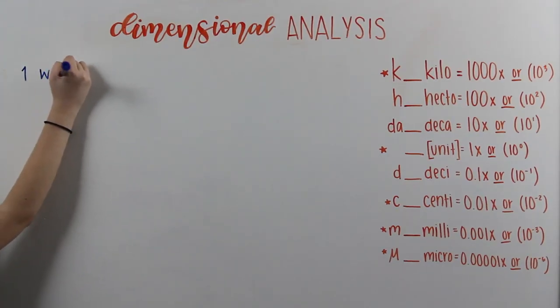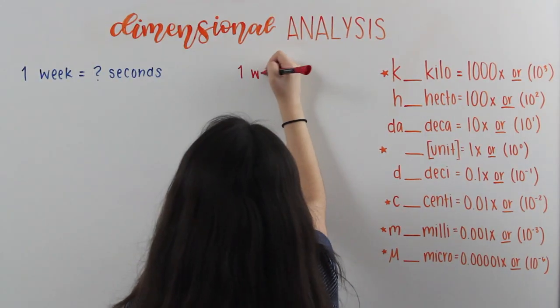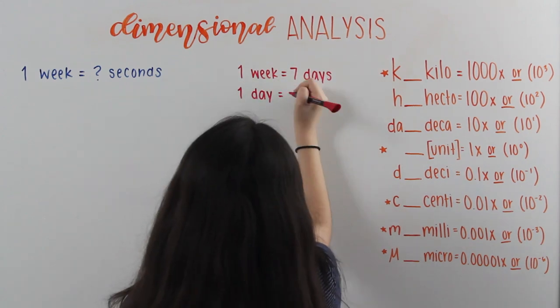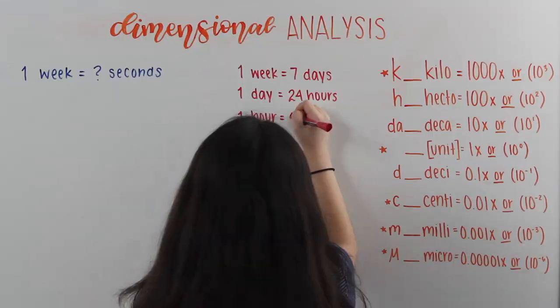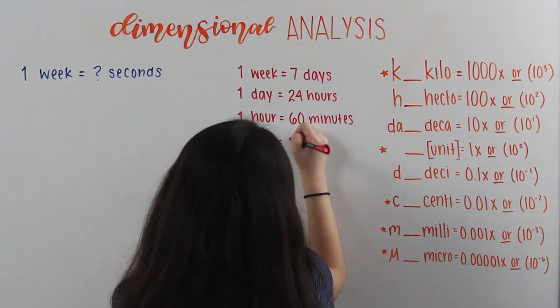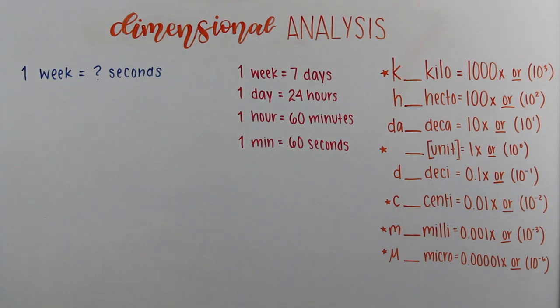In our first example, we want to find how many seconds are in 1 week. We know that 1 week consists of 7 days. 1 day is equivalent to 24 hours. 1 hour is 60 minutes. And 1 minute contains 60 seconds. In order to form our conversion factors, the top must have an equivalent value as the bottom. For example, 1 week has the same value as 7 days.